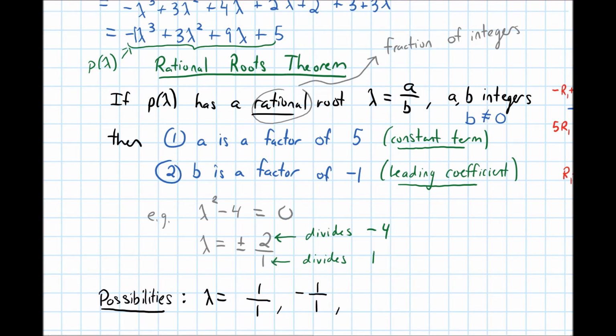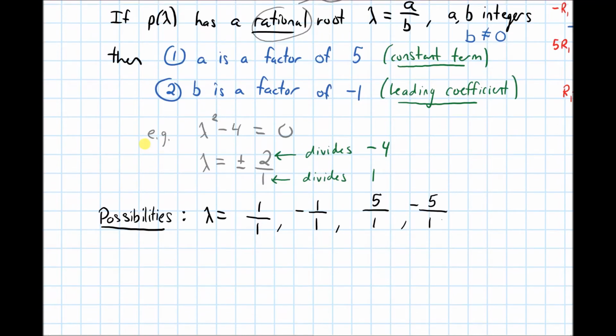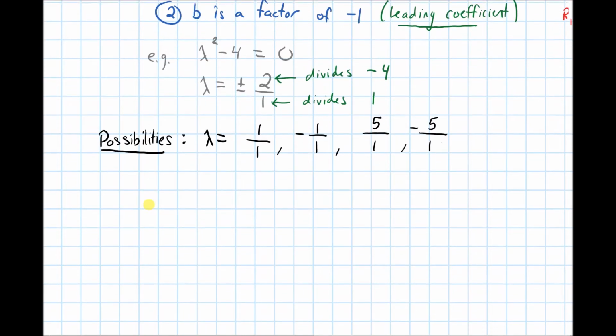Okay, so now if I keep going, what are the other factors of 5? Well, I could have 5, and I could have -5. And then again, for the denominator, I'll put 1 and 1 for the factors of -1. And notice that I don't need to worry about putting -1 on the denominator here, because it'll still give me the same overall numbers. One of them will be 5, one of them will be -5. So overall, we have 4 possibilities for what lambda could be.